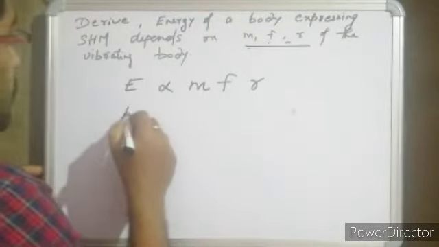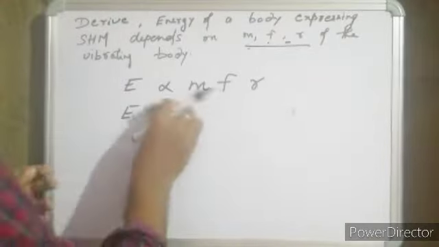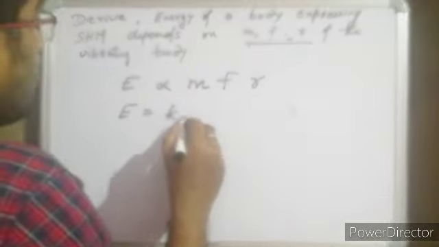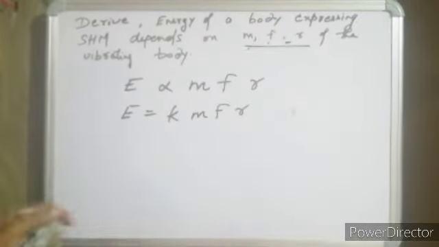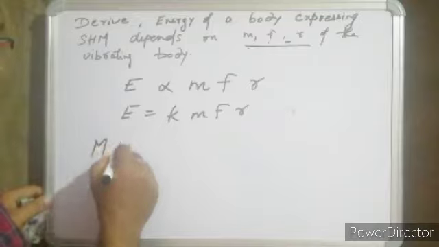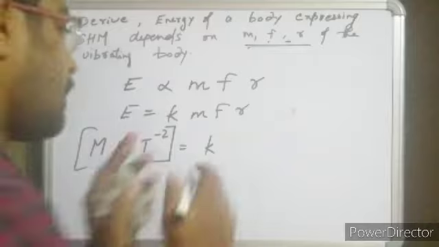Again, in order to remove that proportionality sign, we need to bring in a constant. So E is equal to K m f r. Now, using your dimensional method, you know the dimensional formula of energy, M L squared T raised to minus 2, is equal to K, a dimensionless constant, keep it as it is.